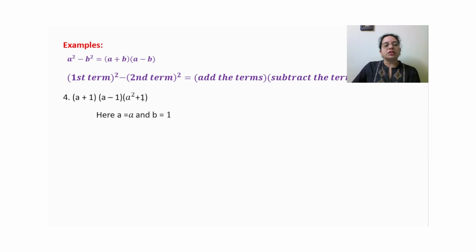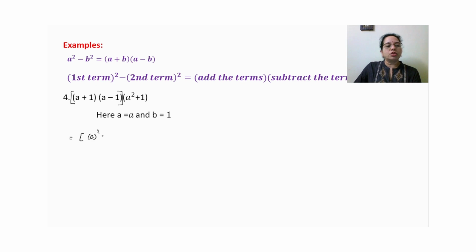Now here you can see that the three brackets, so any two brackets you can keep in one square bracket. So first two brackets I am writing in square bracket. Now in square bracket you can see that first term is same, second term is same, the middle sign is different. It means for the square bracket also we will use the third identity. So what is the third identity?